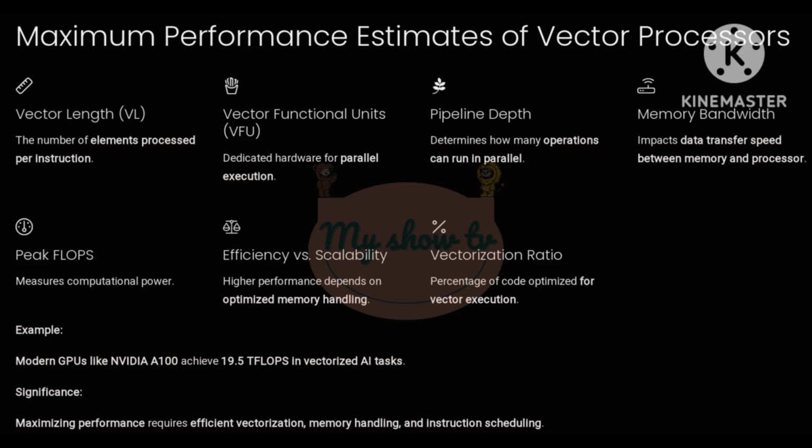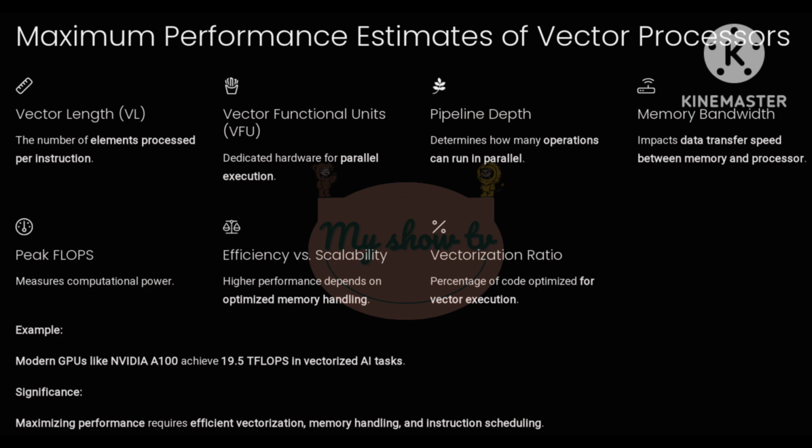2. Vector Functional Units (VFU). These are specialized processing units within the processor that execute vector instructions simultaneously, improving computational efficiency. 3. Pipeline depth. The deeper the pipeline, the more instructions can be processed simultaneously, reducing idle cycles. 4. Memory bandwidth determines how quickly data can be fetched from memory to the vector processor. A bottleneck here can limit overall performance.